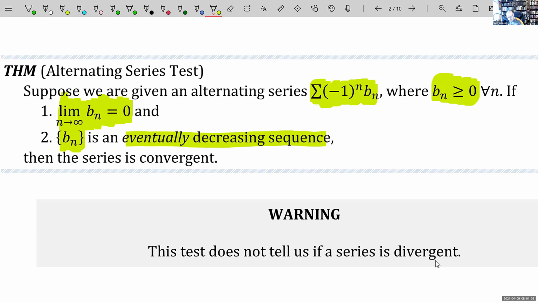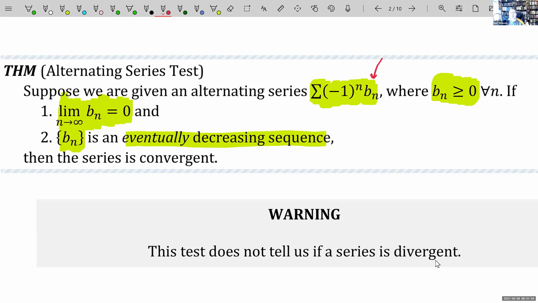All you need to do is take a look at this b sub n and focus in on that. When you're handed an alternating series, just focus in on b sub n. If the limit of that b sub n tends to 0, and if you know it's eventually decreasing, which you would think that those are the same statement, but they're not, then the alternating series will converge. Really a super awesome test. Very, very easy to use. A lot of students love it.